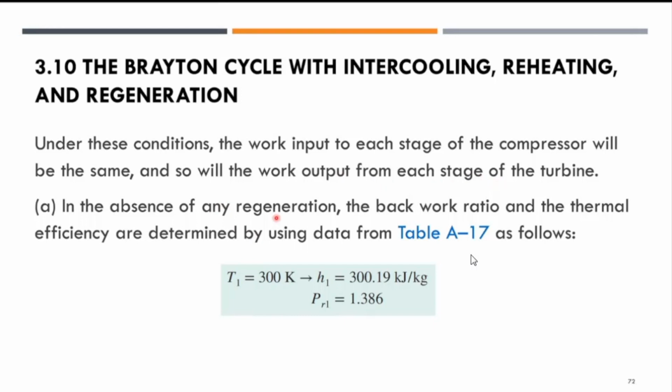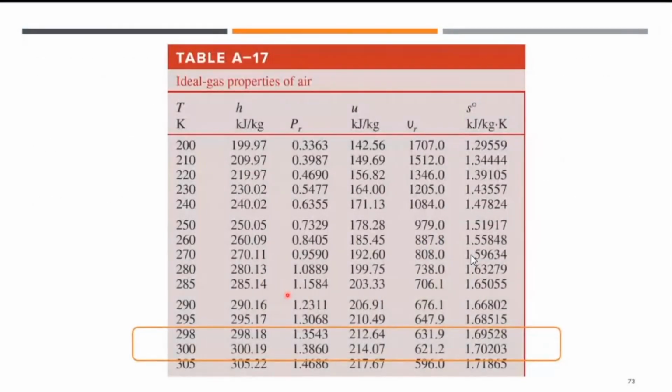So in the absence of any regeneration, the back work ratio and the thermal efficiency are determined from table A17. You can go into table A17 to look at what is the value for enthalpy and the relative pressure Pr at station 1 at 300 Kelvin, right? So you can get those values at 300 Kelvin, so you can get the enthalpy, you get the Pr value, right?